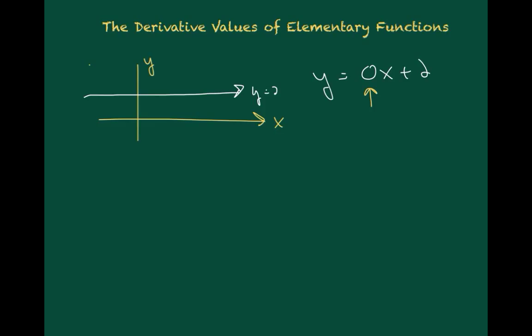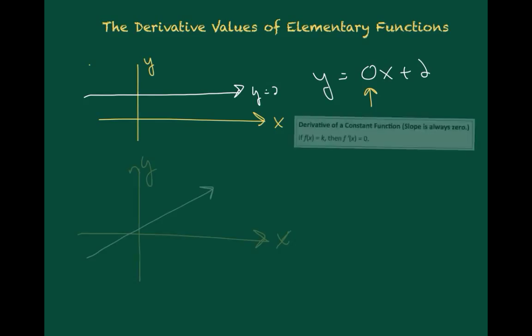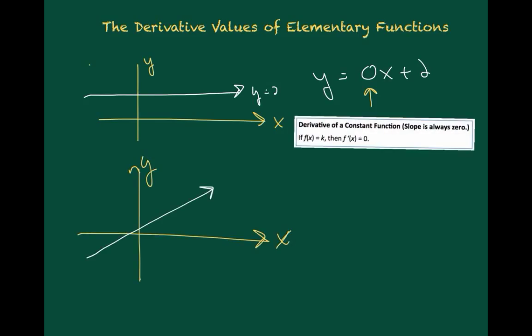So that's got to be one of the first things I want in your notes about the derivative value of elementary functions. The derivative of a constant is 0. Now suppose we look at a slightly more interesting function, a linear function.